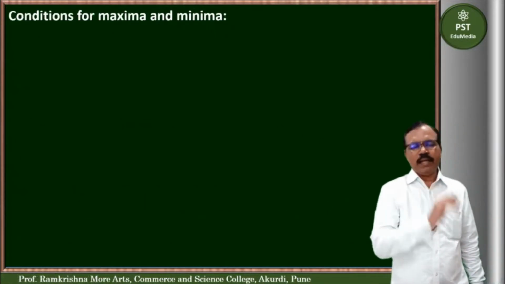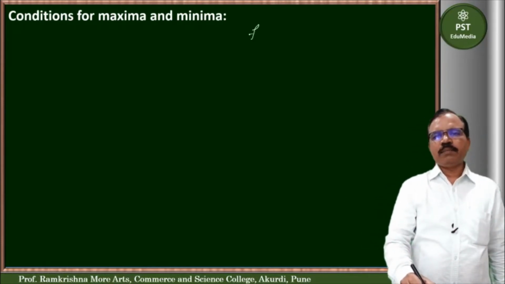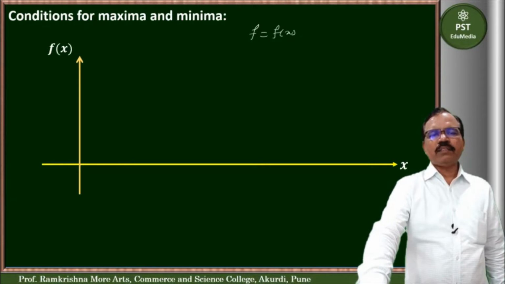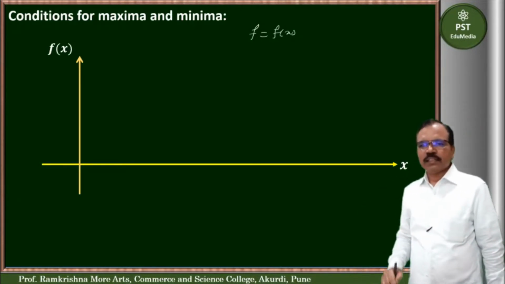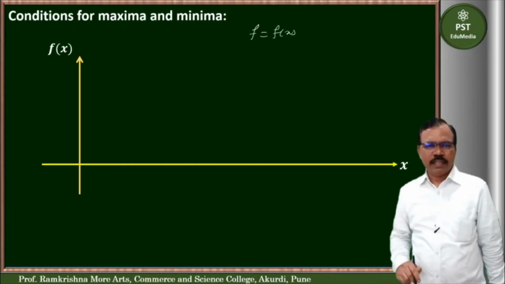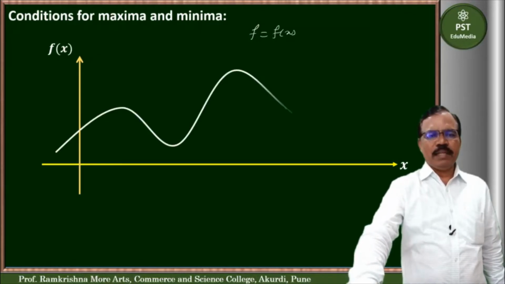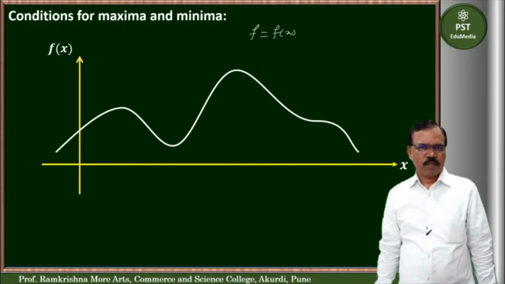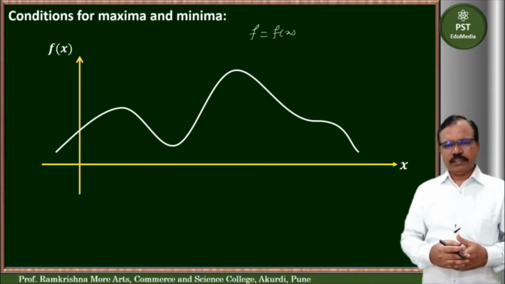Conditions for maxima and minima. So, let us take f, a function of x, suppose. And if we plot the graph of f of x versus x, on the horizontal axis I have taken x, on the vertical axis I have taken f of x. And suppose we have a function in such a way that we get a graph like this. So it is a varying graph, according to whatever mathematical function f of x is.